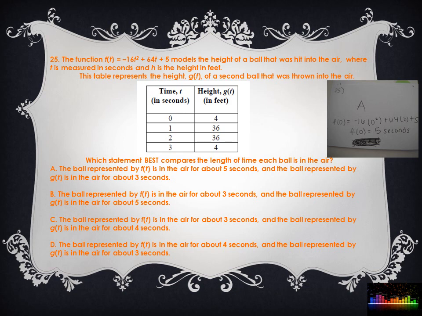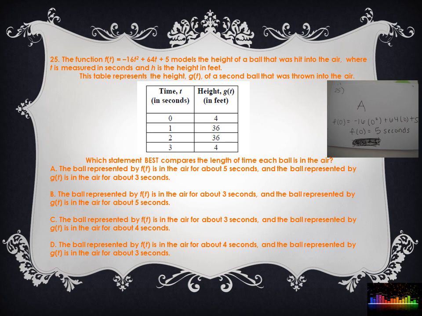It says, which statement best compares the length of time each ball is in the air? When it says a statement like this, it's best to look at all 4 statements to see which one best fits what we're given. It says the ball represented by f of t is in the air for about 5 seconds, which we found out with our work to the side. And it says the ball represented by g of t is in the air for about 3 seconds, which we can see in our table of values. So pretty much A is going to be our answer, but it's best to look at the rest of them to see how they compare.